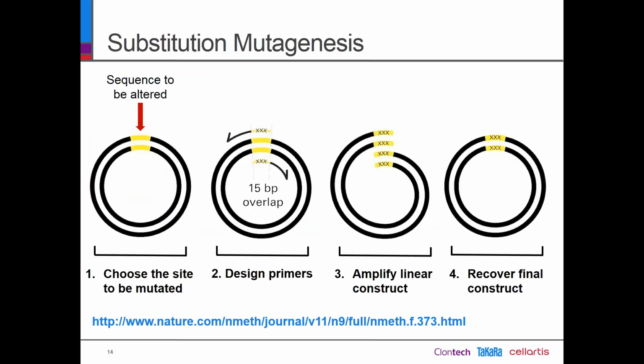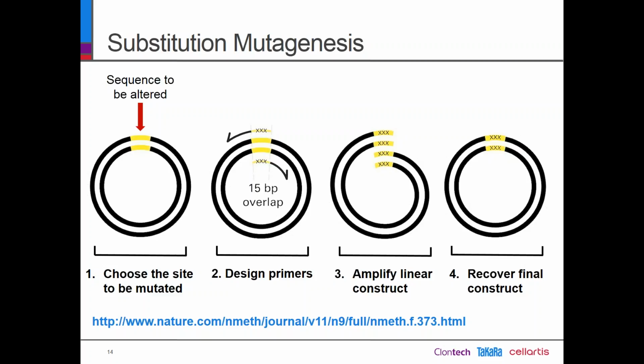Another application is substitution mutagenesis. So this is when you want to alter a sequence. And this is also something that you can do directly with In-Fusion. You don't need a different system. You don't need a mutagenesis system. It can be done with a normal cloning system. So in this case, the bases to be changed can be incorporated within the 15 base pair overlap region of your PCR primers. So you use exactly the same In-Fusion protocol, and you recover your final construct with the specific base substitution that you designed.